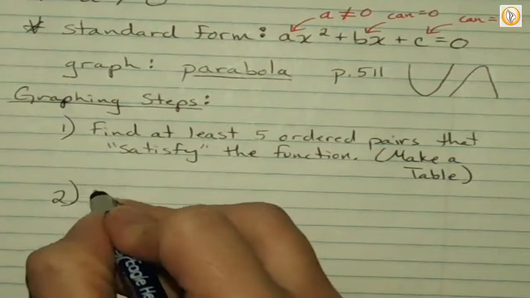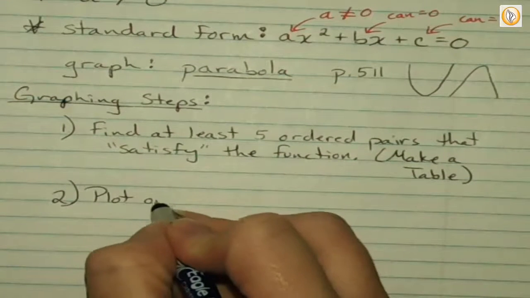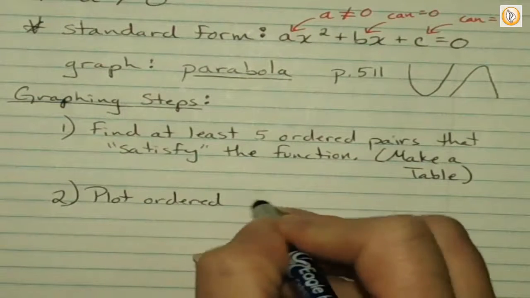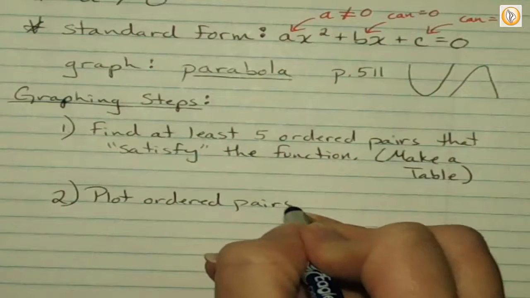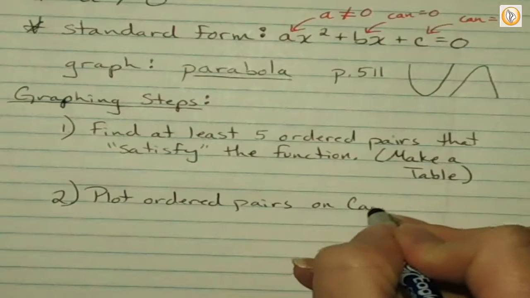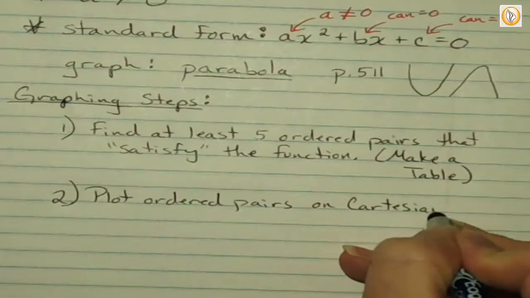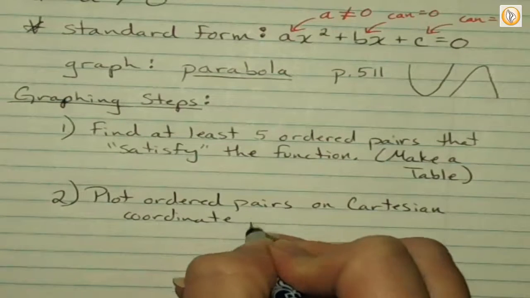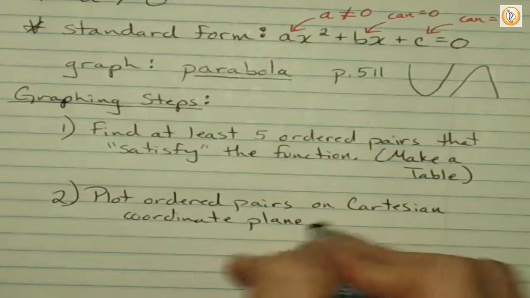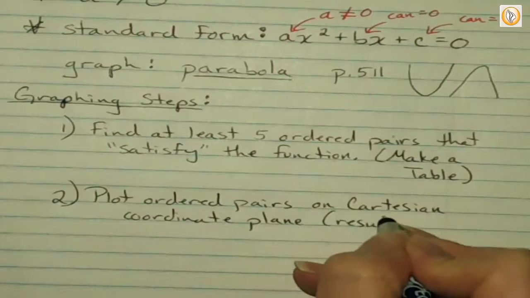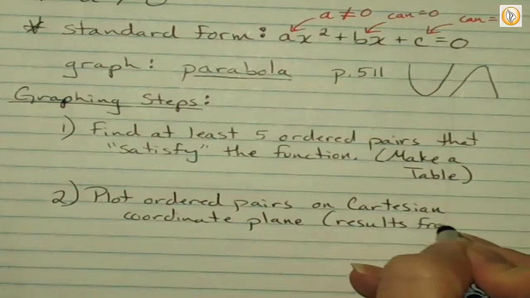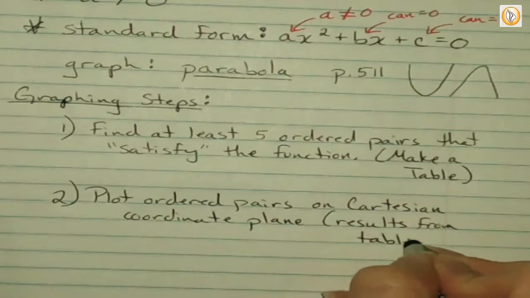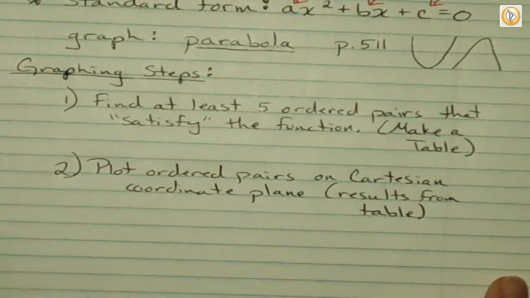Second step, you plot the ordered pairs on a Cartesian coordinate plane. Results from table. I'll let y'all catch up. Put your pencils down when you're done, so that tells me you're done. So step 2 is you're going to plot it.